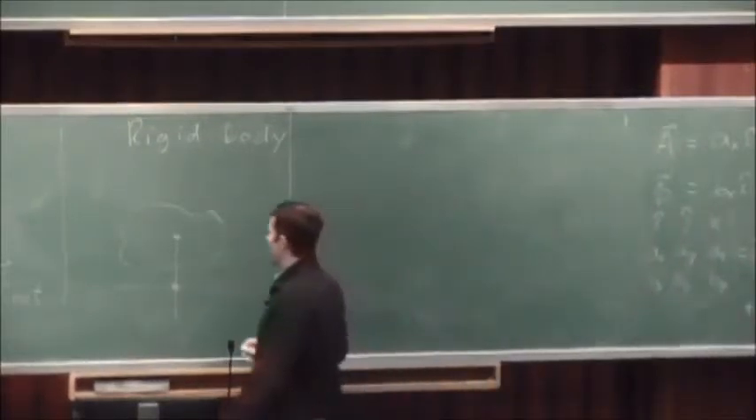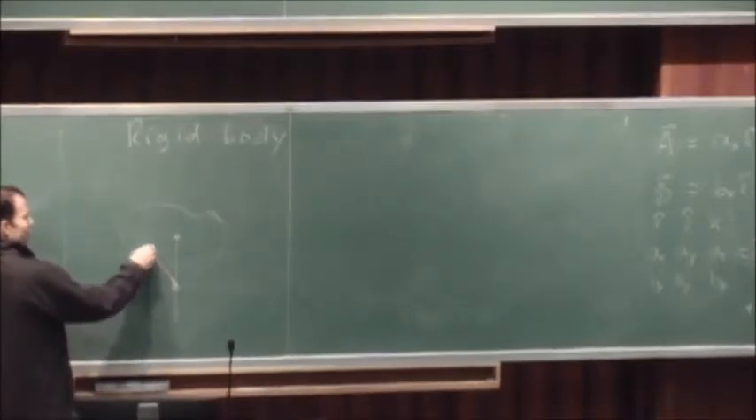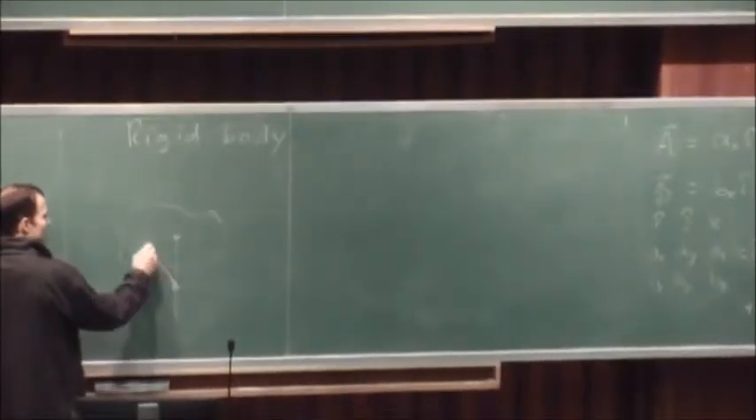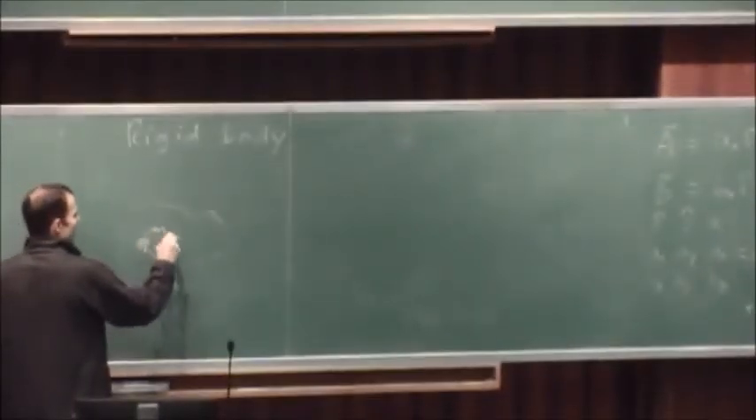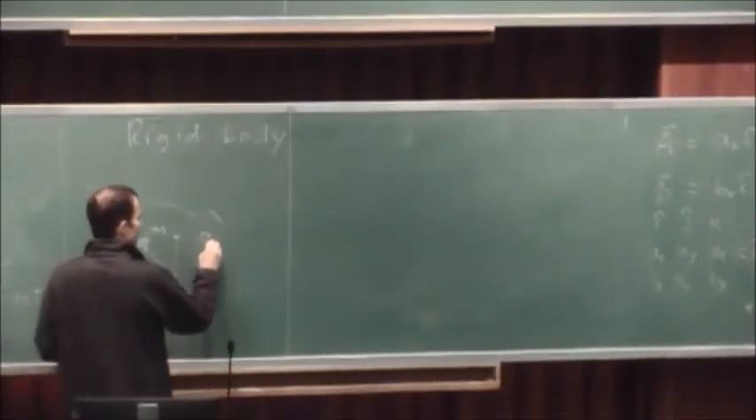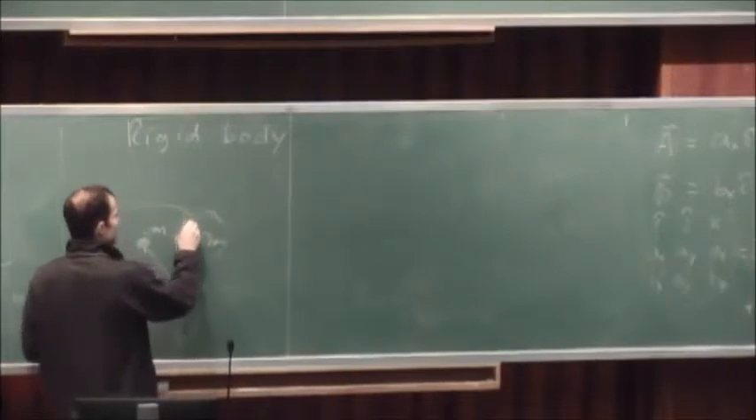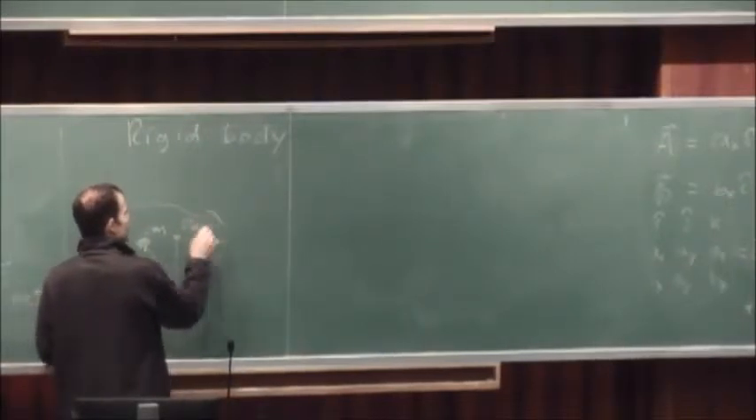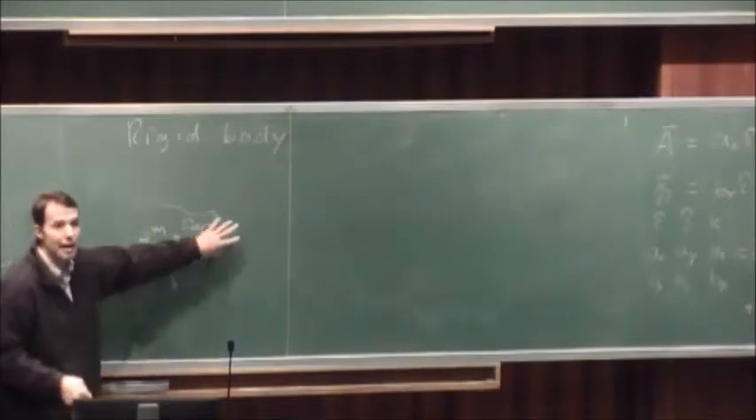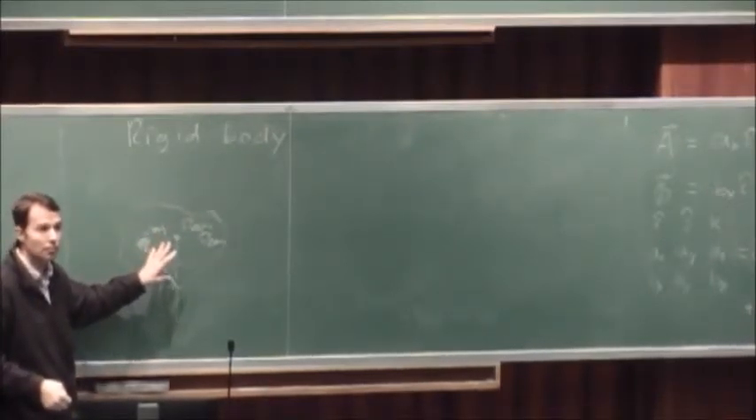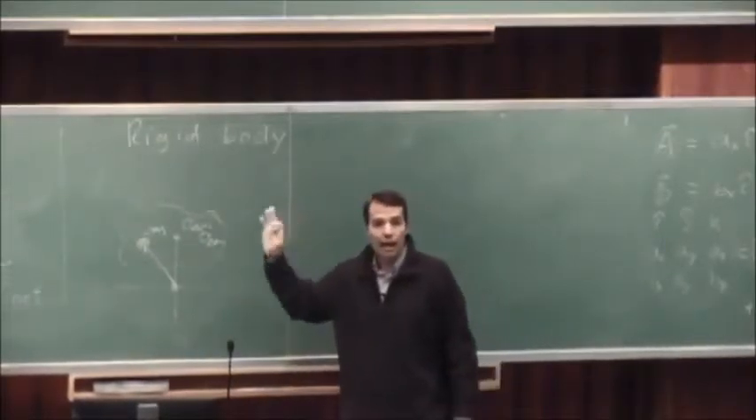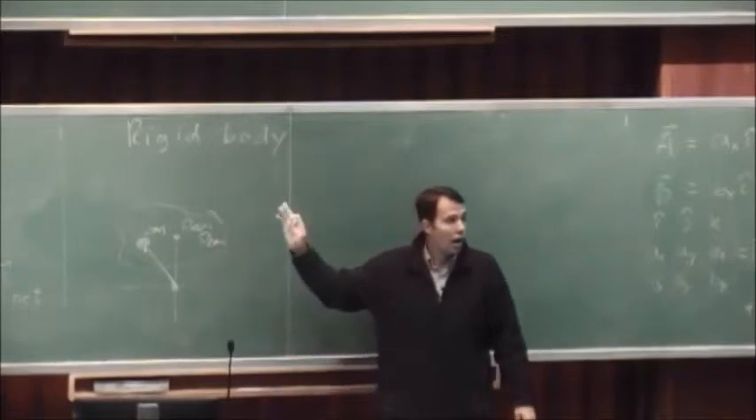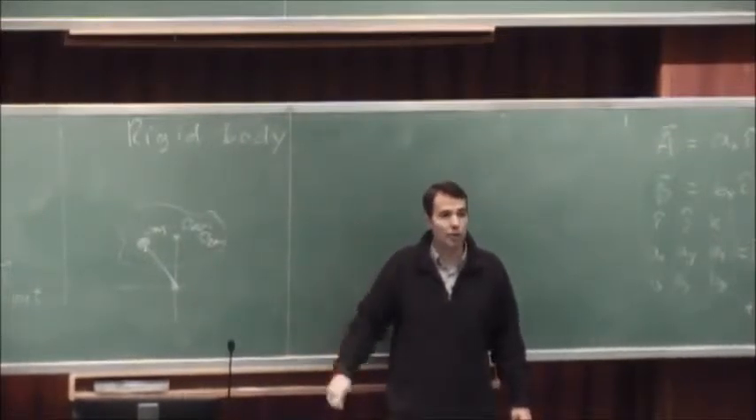Now, if I look at an individual particle here, I have some radius vector going up to a little tiny piece of mass that we call delta m. I have a delta m here, a little delta m over here, and a delta m over here, and all I'm doing is adding all of these little tiny masses together. So how would I find the angular momentum of this rigid body? How do I go about doing that?